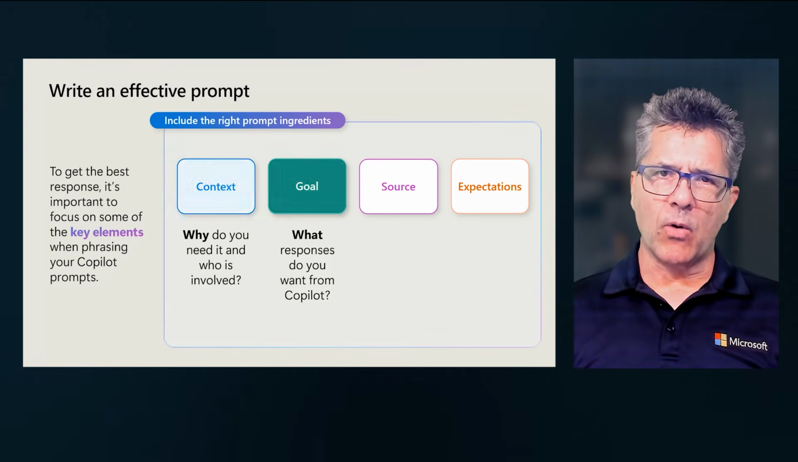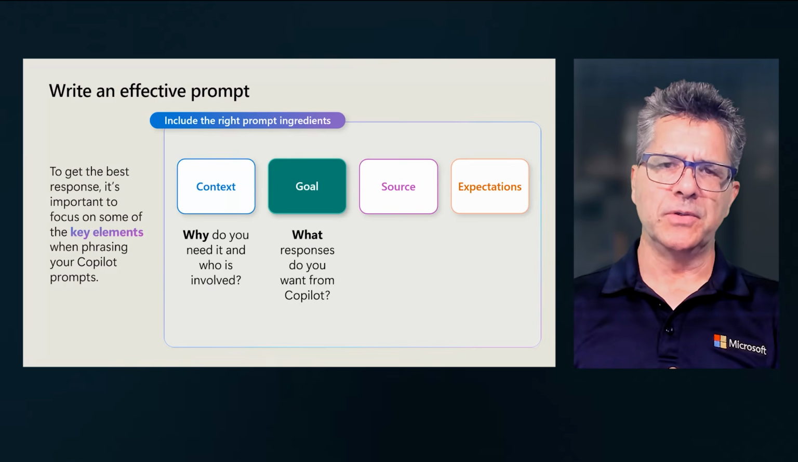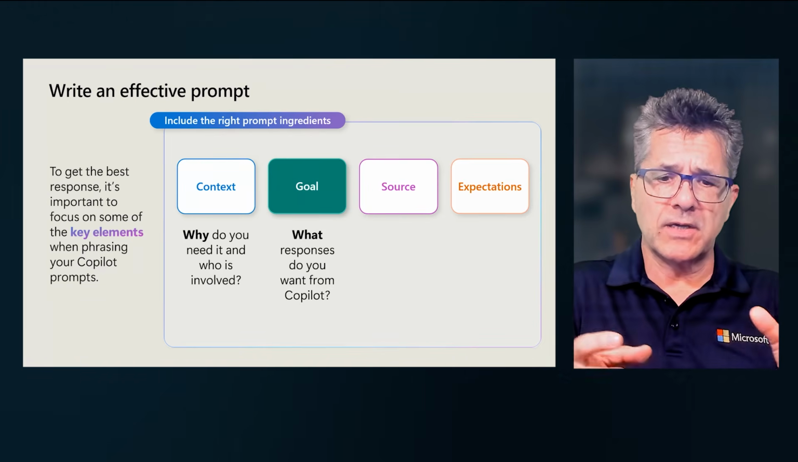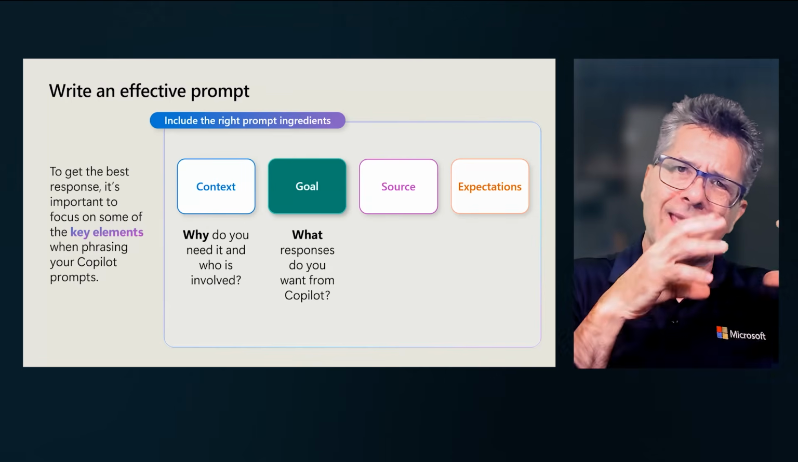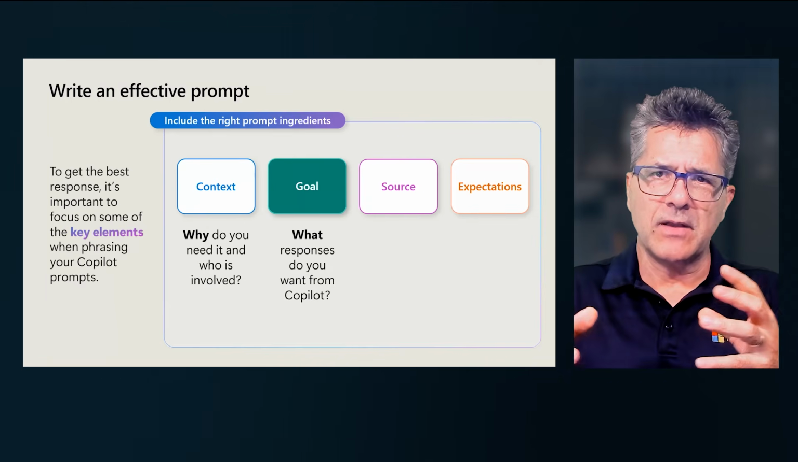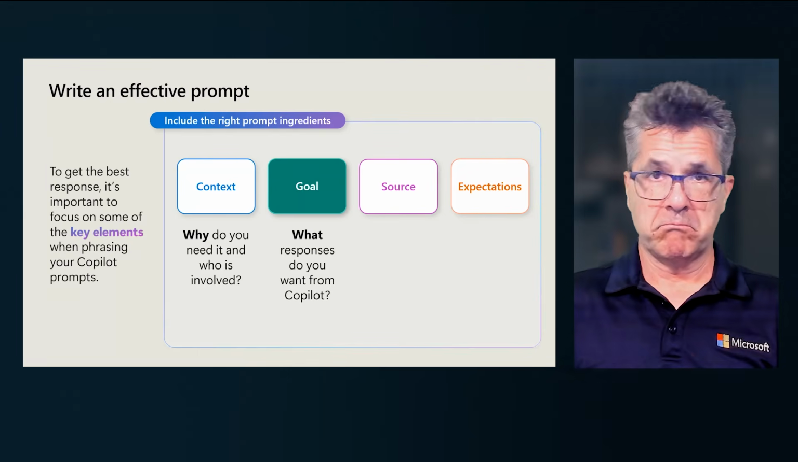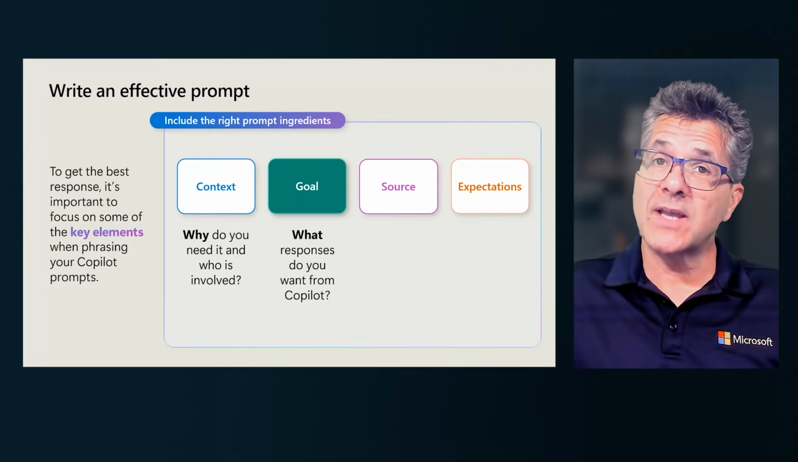The next is the goal. What exactly I want Copilot to do? In this case, I want a response because I want a short. I want to be able to get Copilot to summarize this content or make it shorter, make it longer. You decide what the goal is. Maybe just create some multiple choice questions.